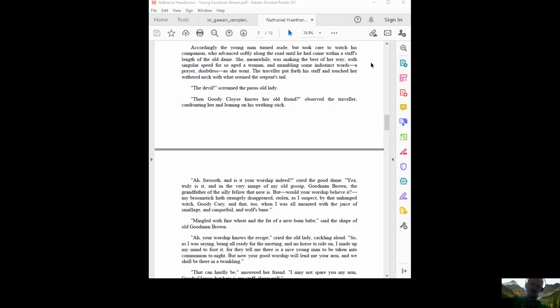So Goodman Brown's walking parallel to the path, and apparently he can see and hear Satan and the old lady, but they can't see him. Kind of convenient.